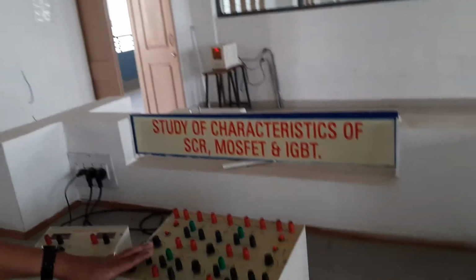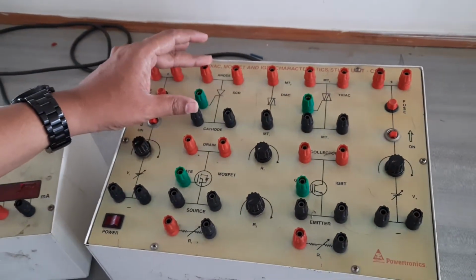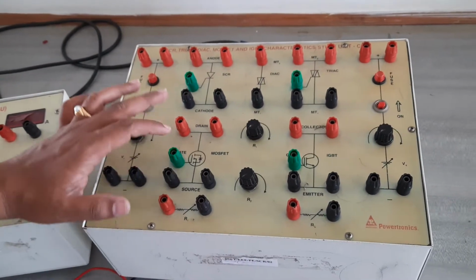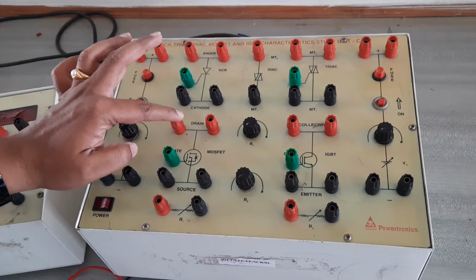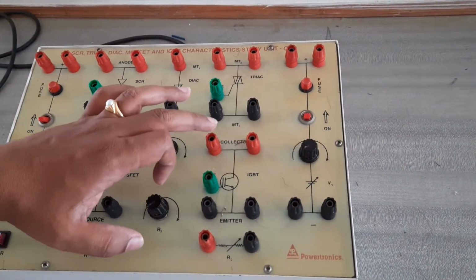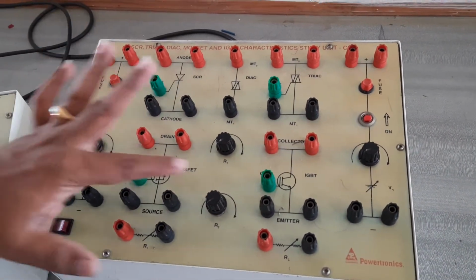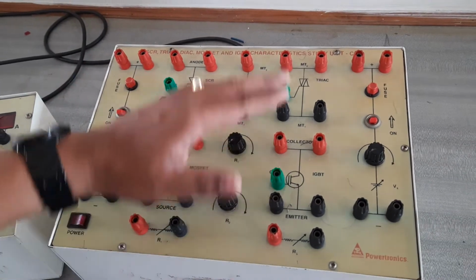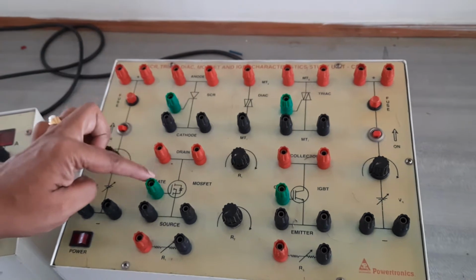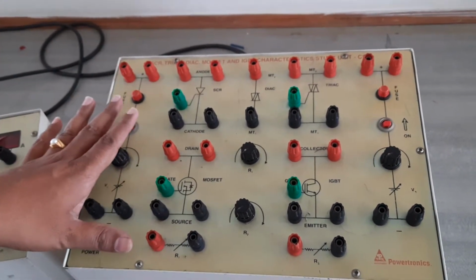We have a kit here which has the SCR, which has three terminals, that is anode, cathode and gate, and similarly the MOSFET, whose three terminals are drain, gate and source. We also have the IGBT, with collector, gate and emitter. So we have these three, and also we have a triac, but this is not in our syllabus. So we are studying these three characteristics by connecting the circuit as per the circuit diagram.